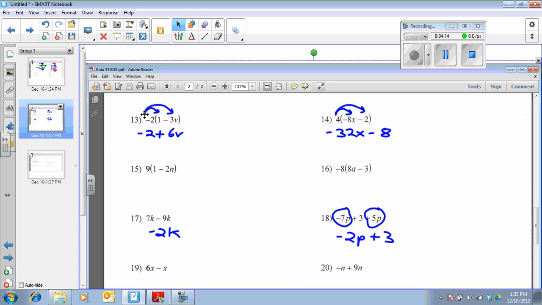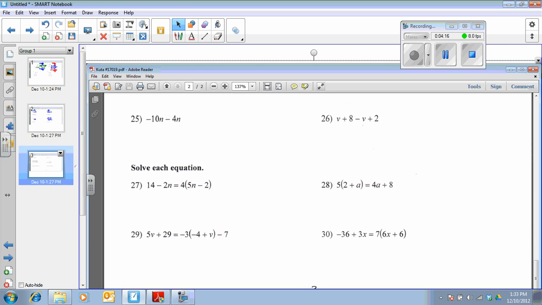And the last part of the handout is really solving equations at a much higher level. And so I'm just going to do an example. I think I'm going to do problem number 28. And the first thing I need to do is use the distributive property. So 5 times 2 is a positive 10. 5 times a positive a is a positive 5a. All of this equals 4a plus 8.